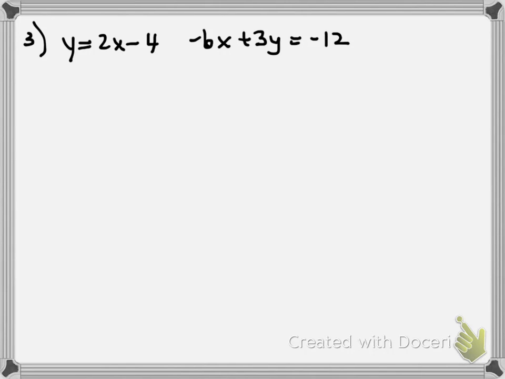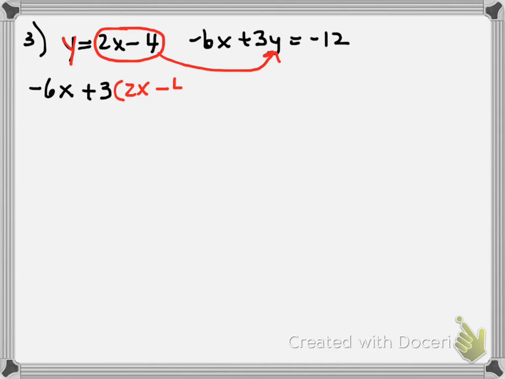So do we have a variable already by itself? Yeah, what do we have? Y. So the value of the expression that means the same thing as y is the 2x minus 4. That is going to get substituted in for the y in the other equation. So here's what we have. Negative 6x plus 3, and then in parentheses, we have the expression that means the same thing as y, 2x minus 4. And then that equals negative 12.